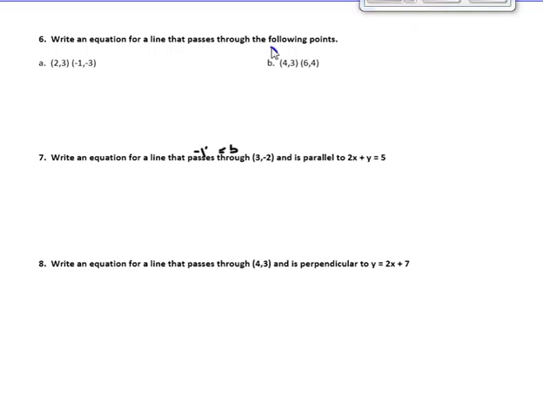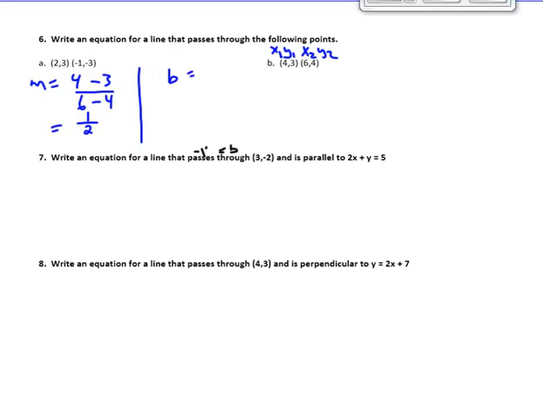Doing the same work for the next one, x1, y1, x2, y2. I want to find the slope. So I'm going to do y2, which is 4, minus y1, which is 3, divided by x2, which is 6, minus x1, which is 4. We have 4 minus 3, that's a 1. 6 minus 4, that's a 2. So I have a slope of 1/2.